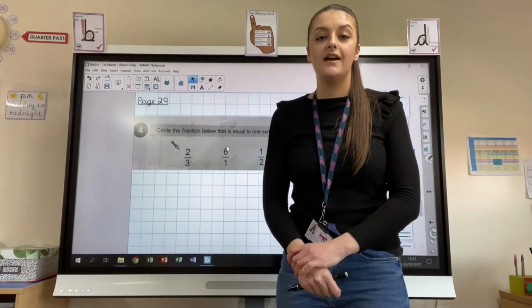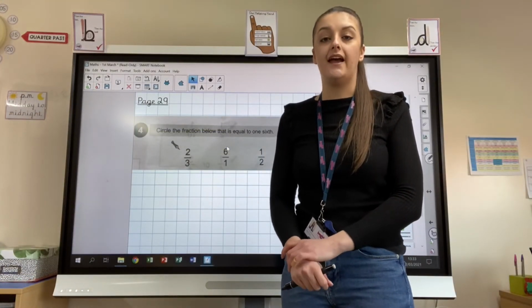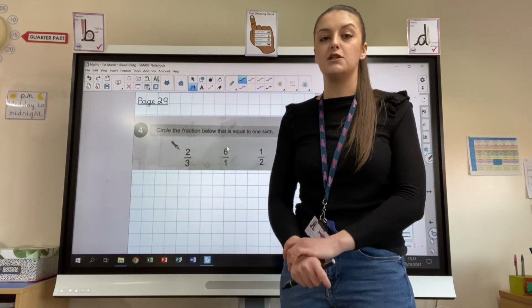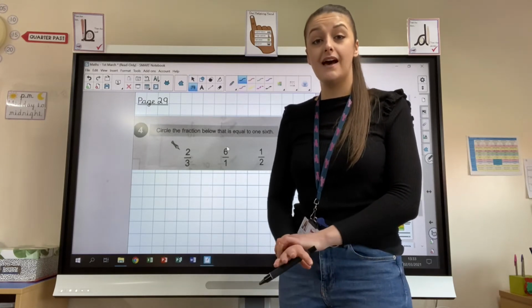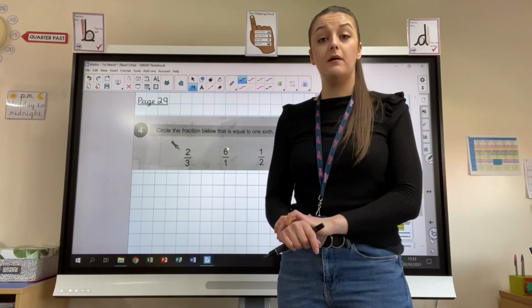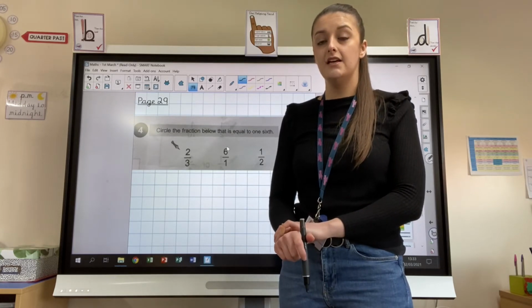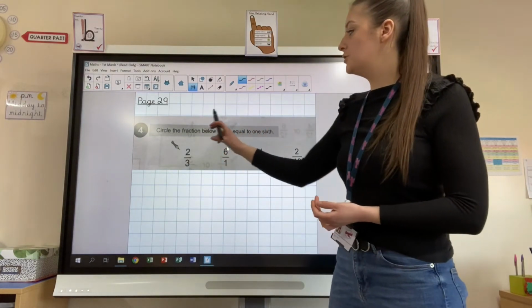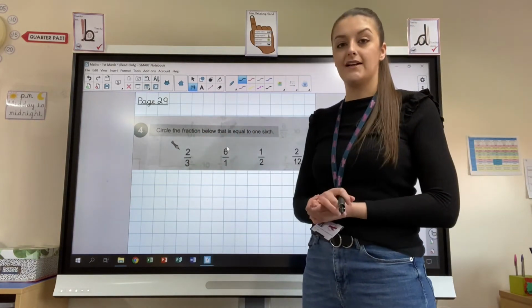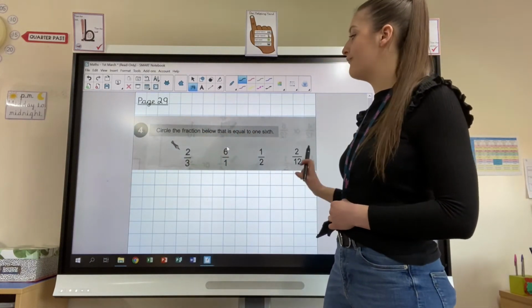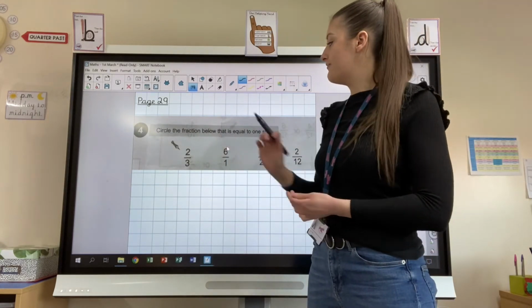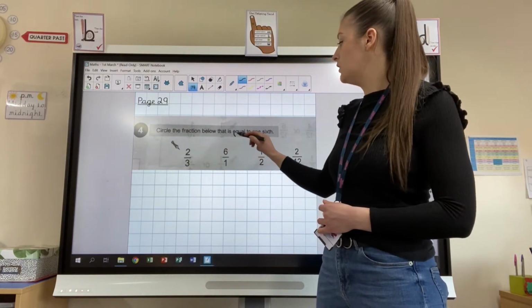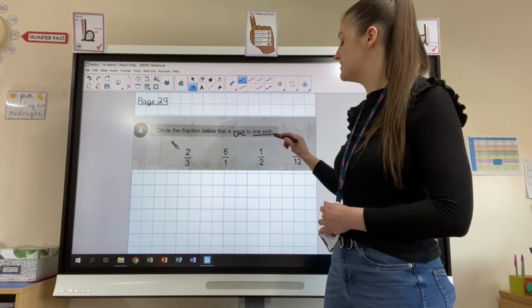Finally then, the last question on your page 29 today, I've spotted, is quite tricky based on equivalent fractions. So we're going to have a look at this one together. So you might want to get your maths booklet at the ready so we can complete this question together. So it says question number 4, circle the fraction, so we've been provided with 4 fractions, circle the fraction below that is equal to 1/6.